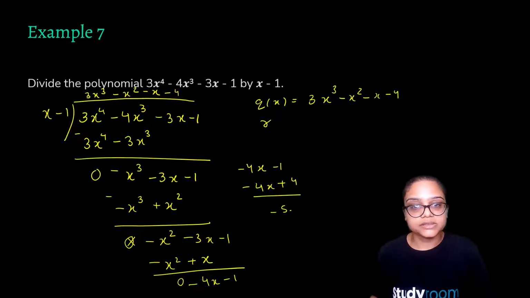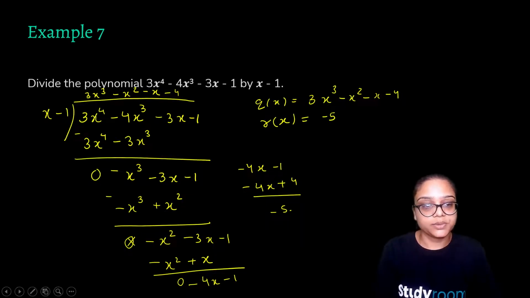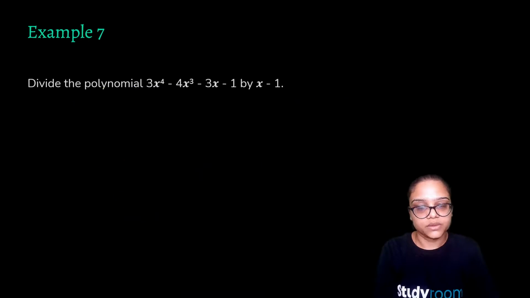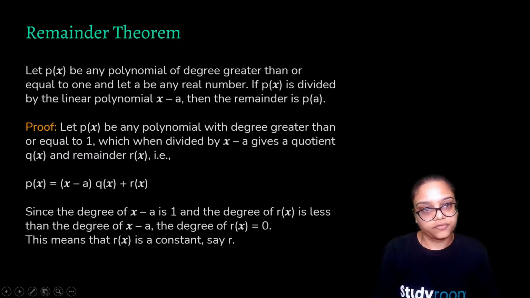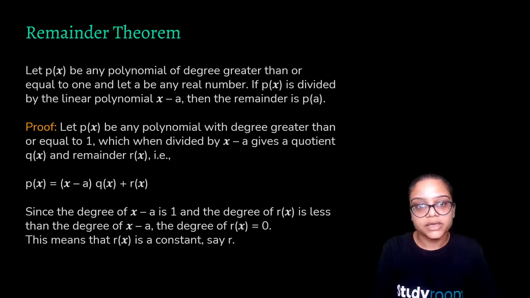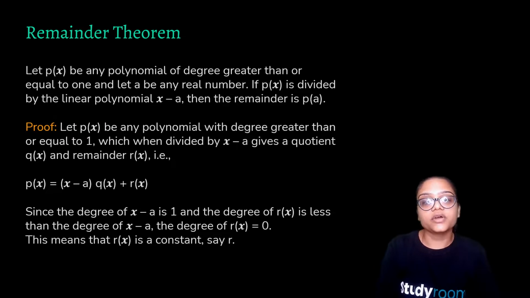And what is remainder? It's a constant polynomial. Generally, it doesn't need to be a constant always. Okay, just don't think of it that way. So, the remainder theorem. Finally, if p(x) is any polynomial of degree greater than or equal to 1, and a is any real number, if p(x) is divided by a linear polynomial x minus a, then the remainder is p(a). Okay, so how are we going to prove that?